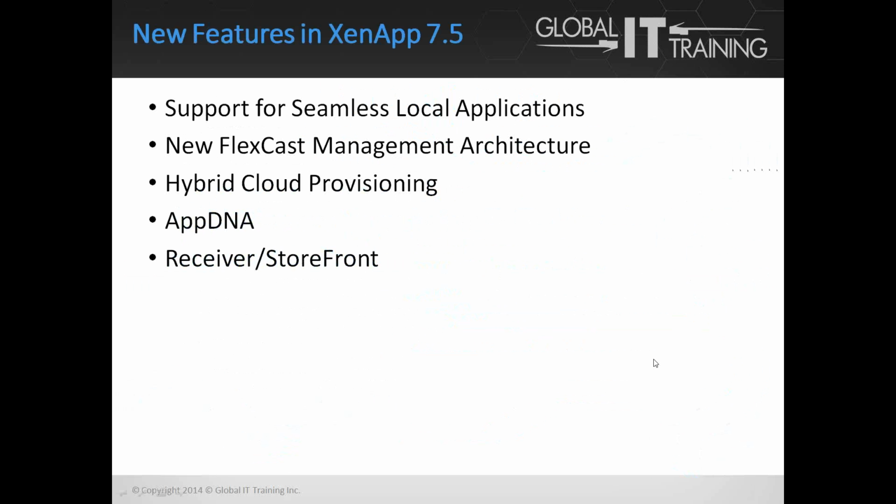We've also got the new FlexCast management architecture. We're going to show you a little bit of the architecture. XenApp 6.5 used that IMA, so it used an independent management architecture, and your data collectors and all your XenApp controllers would communicate with the data store, and they would create their local host cache. And if the SQL server went down, you were still good to go. You could still manage your deployment.